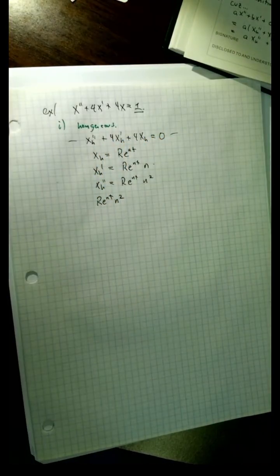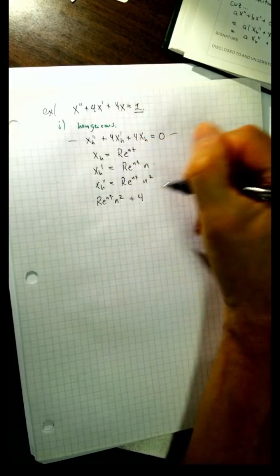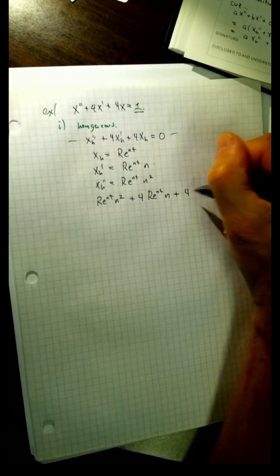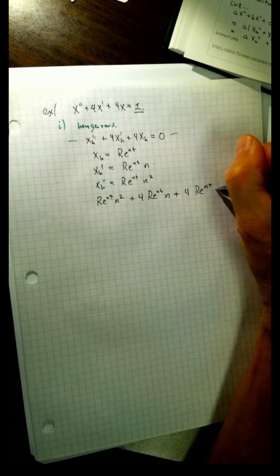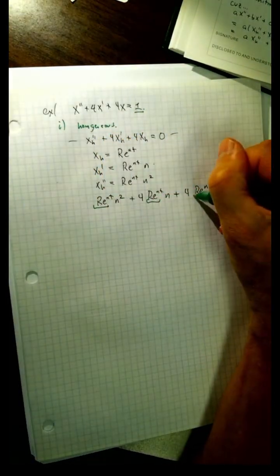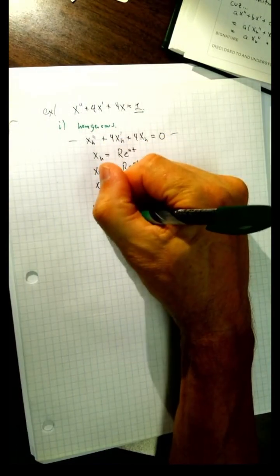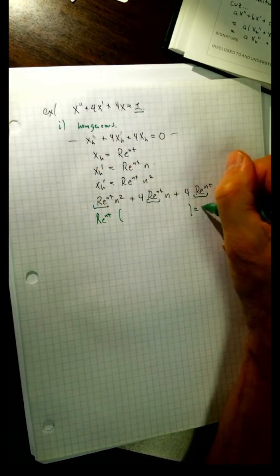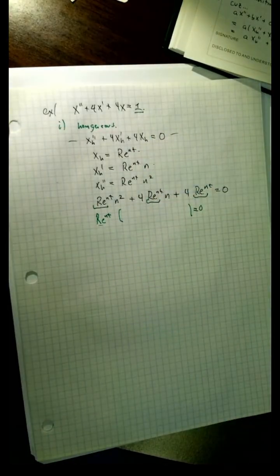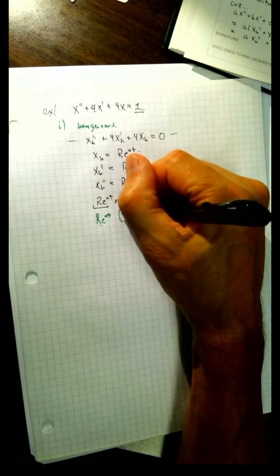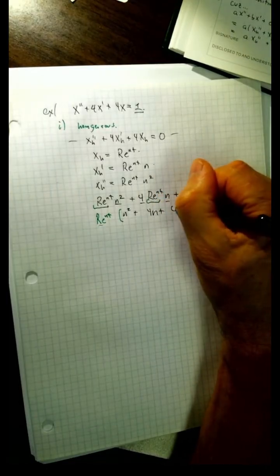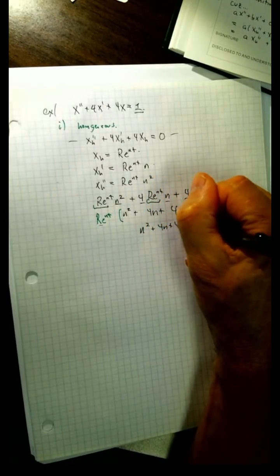So the second derivative is the exponential times n squared, plus 4 times the first derivative, which is the exponential times n, plus 4 times the homogeneous, which is 4 times the exponential function. Set that equal to 0. I notice I can factor that out. And this is my original homogeneous equation. I don't want that to be 0. So I can divide that through, and I'm left with n squared plus 4n plus 4 is 0.